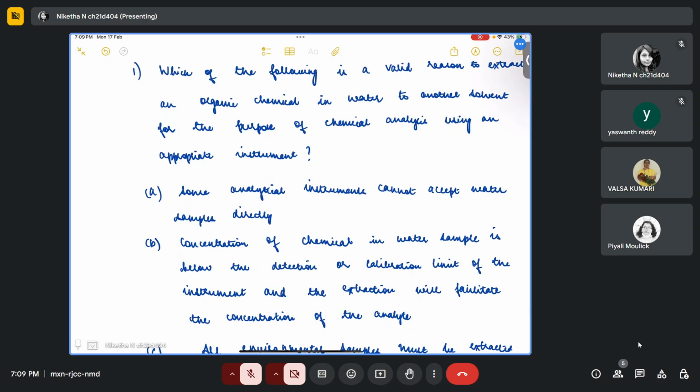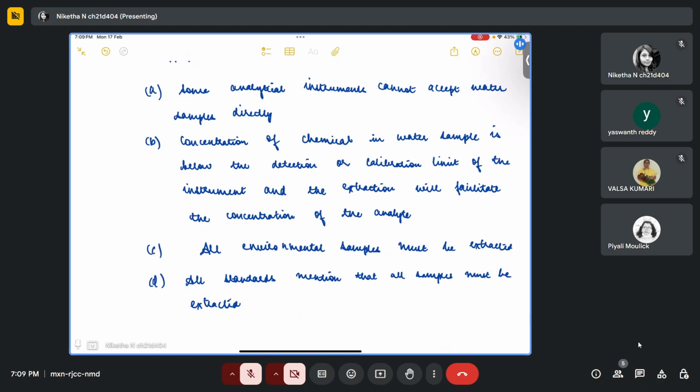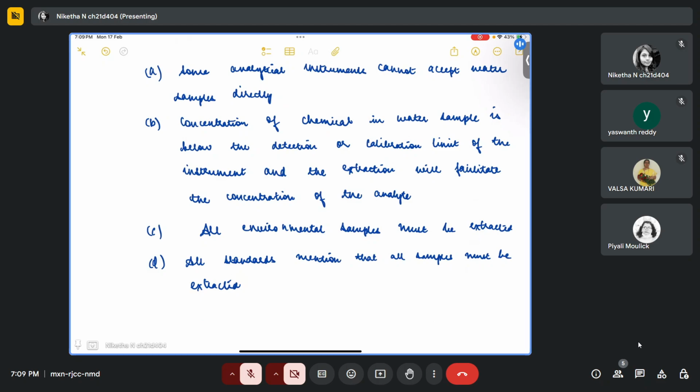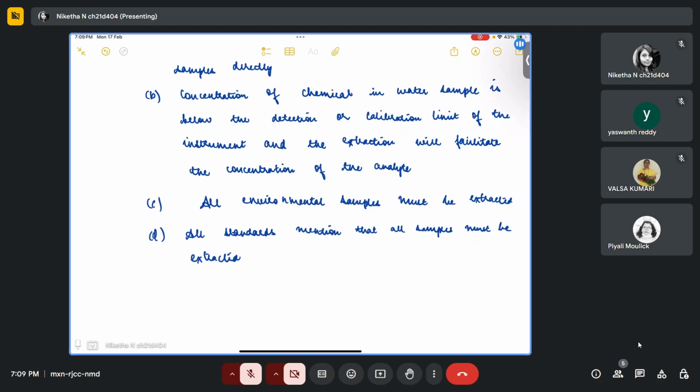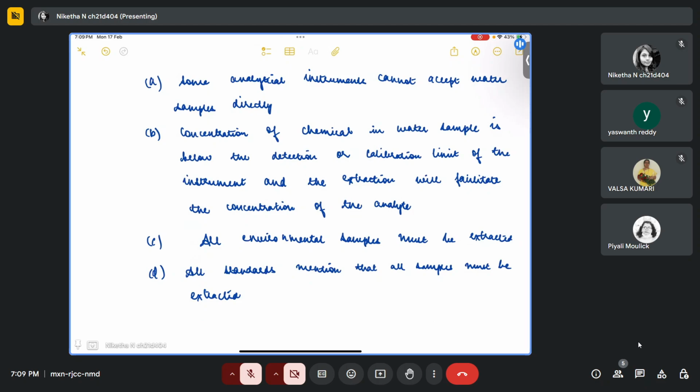Okay. So, some analytical instruments cannot accept the water samples directly, like what we discussed. And the second one is the concentration is below the detection limit or not within the optimum range. In that case also we do extraction, like we previously discussed. So, the third and the fourth points are not actually valid reasons for doing the extraction process. So, the correct options are A and B.